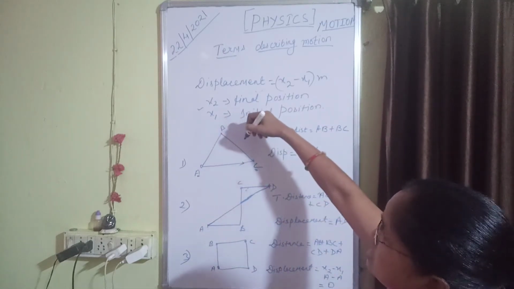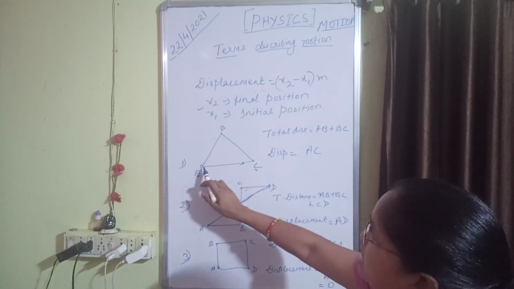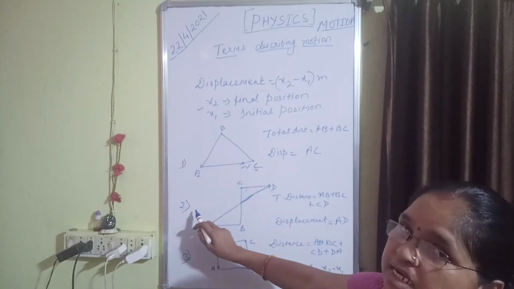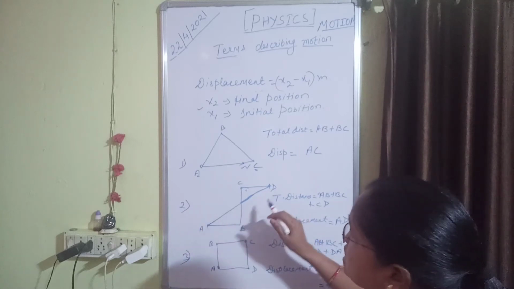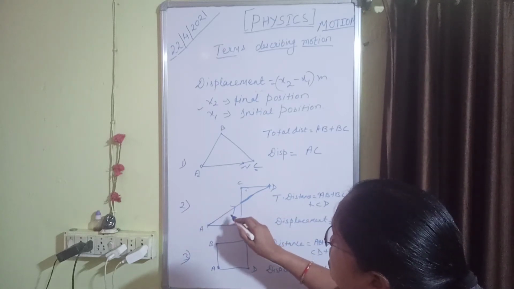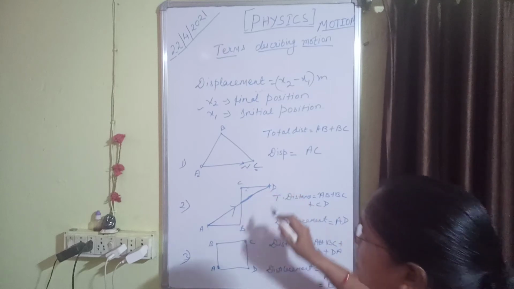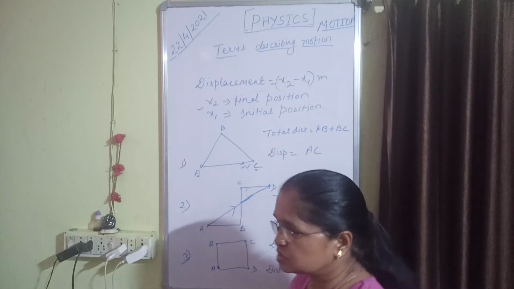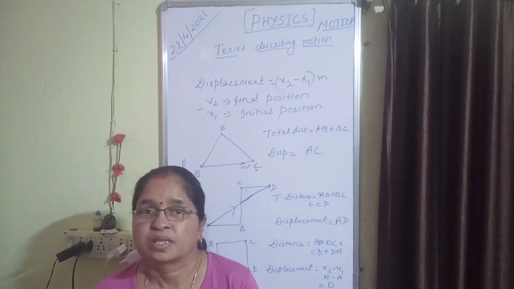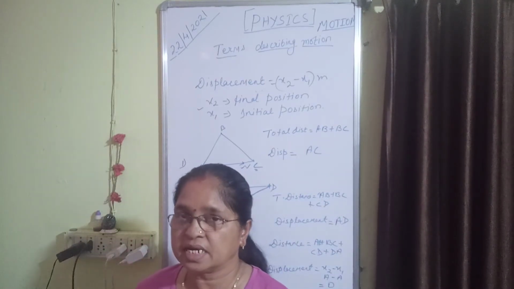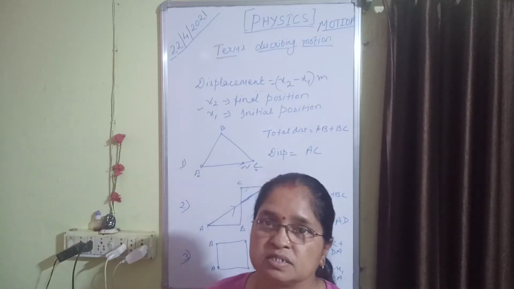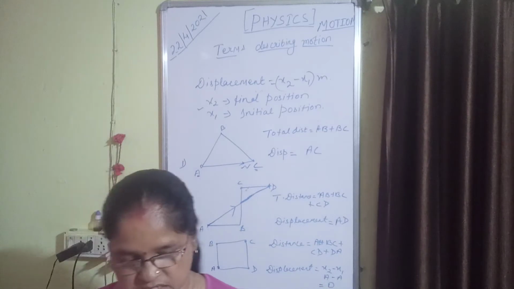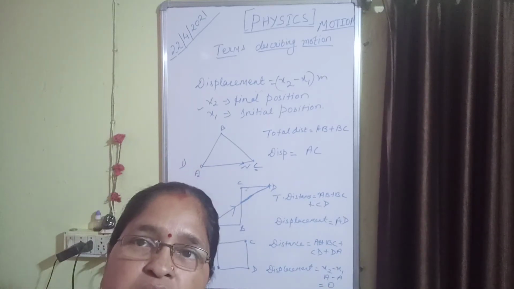So see, in every case we will find. For the first case, if we are talking about displacement AC, it has a specific direction. For the second case, if we are talking about displacement from A to D, it has a specific direction. For the third case, both are at the same position, so it has no specific direction. That means displacement has specific direction, and so this displacement comes under vector quantity. So let's see the calculation now.